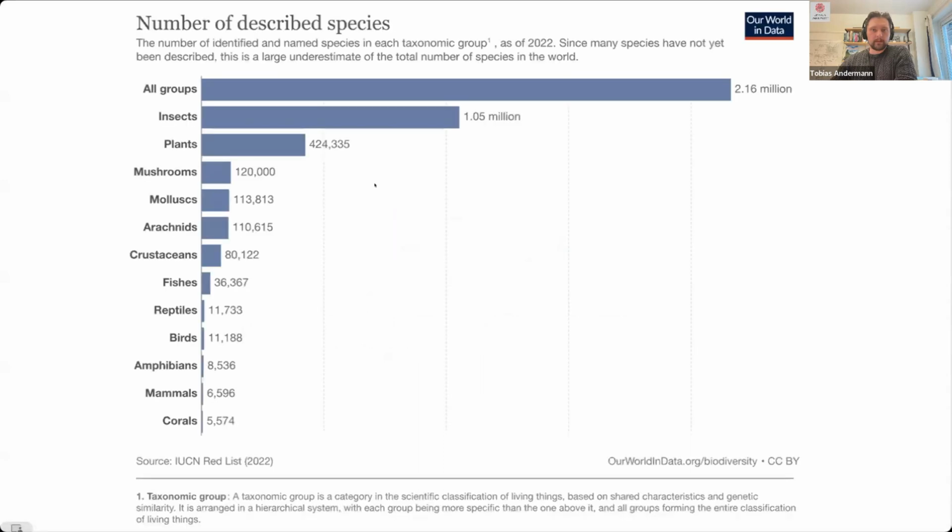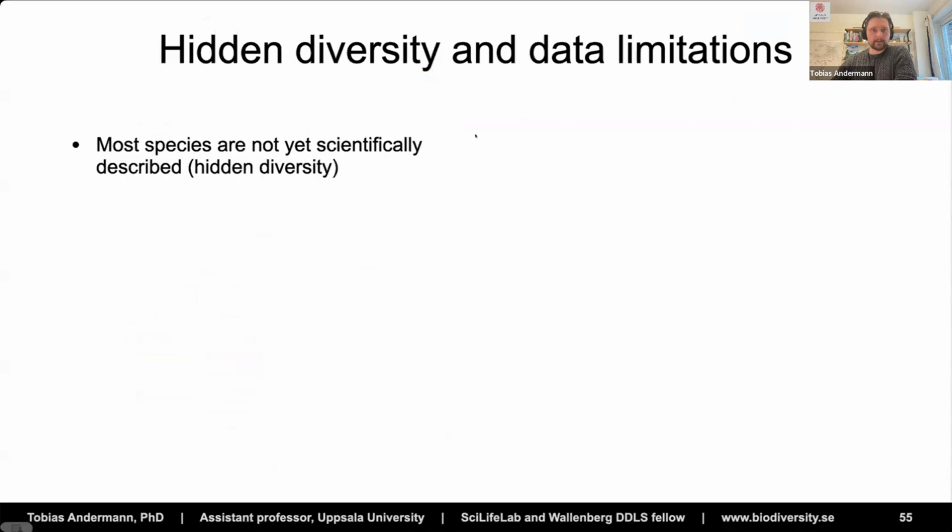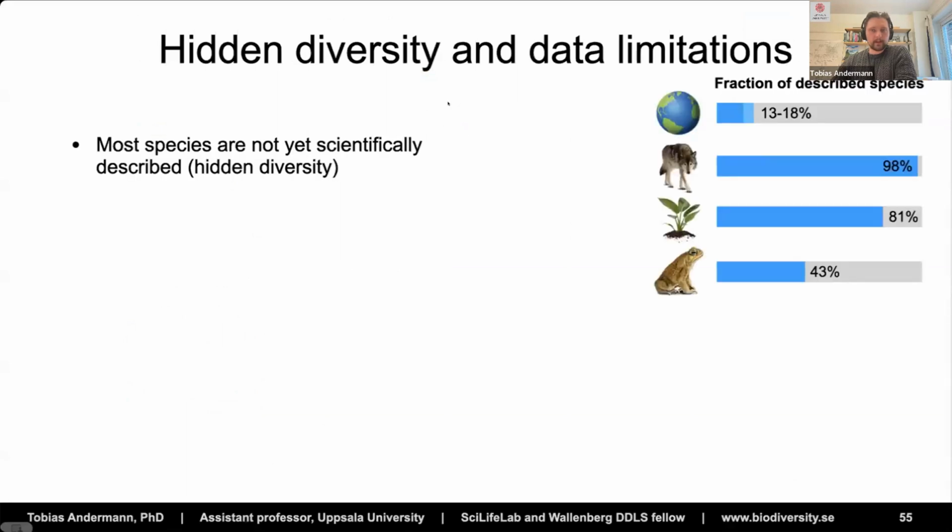Let me go through this a bit faster. The point here is just to give some biodiversity background, but I need to move on because we are running out of time. One point I want to focus on is that when we think of biodiversity and the data that's available, we first have to keep in mind that most species on this planet are not even described yet. This may be surprising, but estimates are that 13 to 18% of all species on the planet are currently described, and the rest is basically dark diversity, things we don't even know exist.